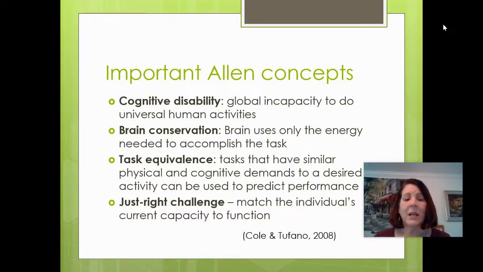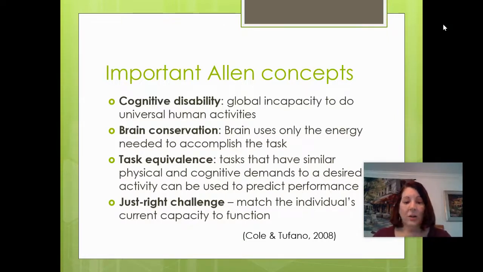Task equivalence means that tasks that have similar physical and cognitive demands to a desired activity can be used to predict performance. Allen's whole basis of assessment is based on this task equivalence. So what she's saying is that it takes a certain amount of brain power to complete her leather lacing activity. And if we can figure out how much brain power, at what level a person can perform that task, we can equate that to other tasks that the person performs and know that, okay, if they can perform the test at a level 4.2, then we can give them all the tools to set the table and they'll be able to set the table.